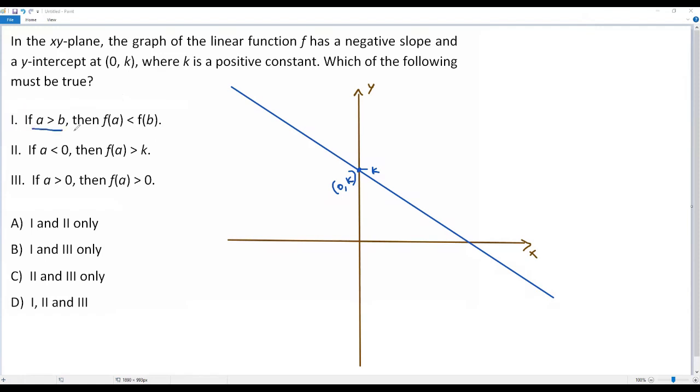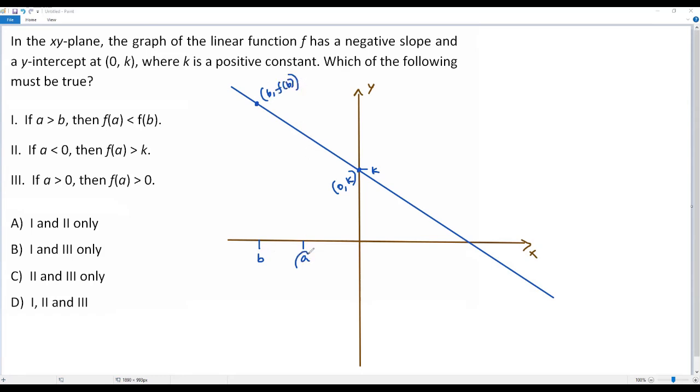That is, if a is greater than b, then f of a is less than f of b. Since a is greater than b, we have to mark the value a on the right side of b on the x-axis. Okay, now let me mark it. Let me mark b over here and a over here. Here a is greater than b. Now let's get the points corresponding to the values b and a on the line. We have the point over here corresponding to the value b on the x-axis, so the corresponding y value is f of b.